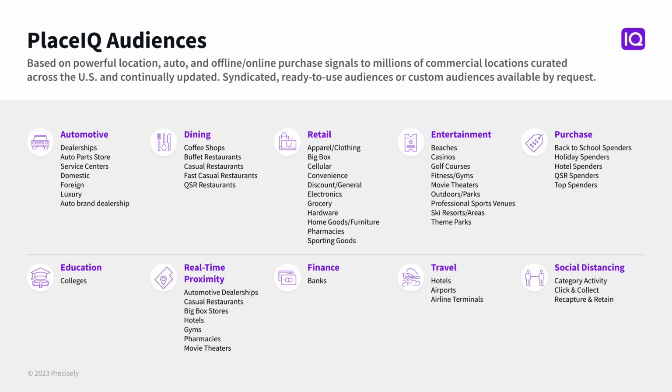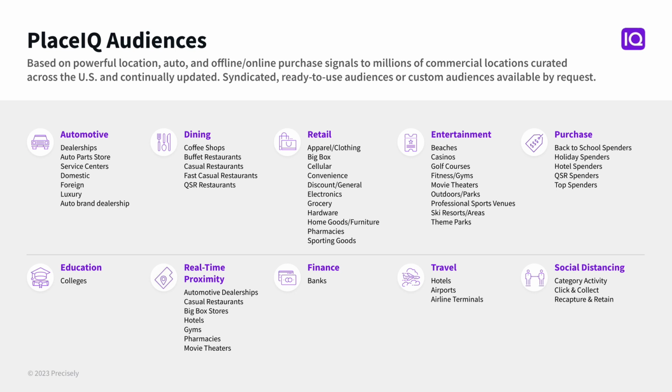So at scale, PlaceIQ sees about 150 million monthly active users. We use that data to help populate our various audience segments. Currently, there's about 1,800 or so syndicated segments available for use today through StackAdapt, and they span pretty much every industry vertical, category, and brand. Most commonly, they're used for auto, dining, retail, and entertainment, but far beyond that as well.